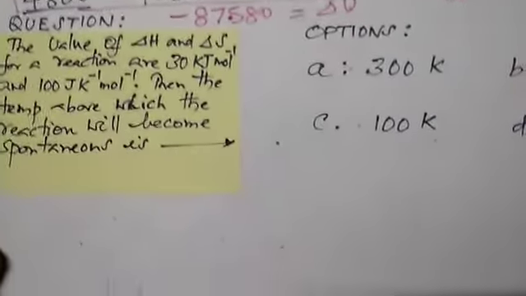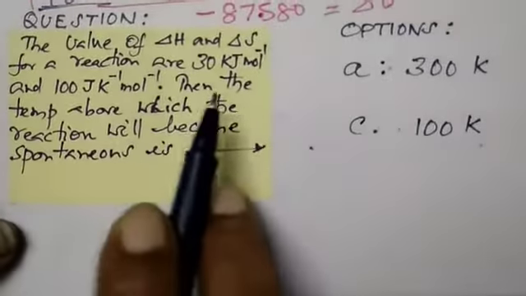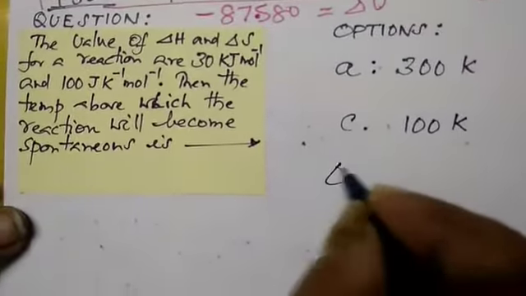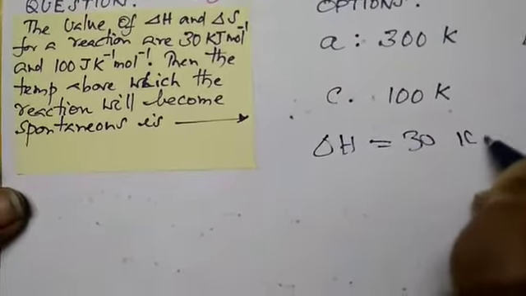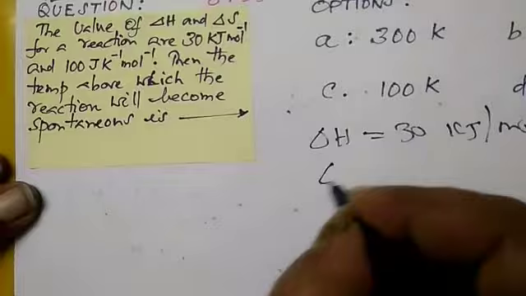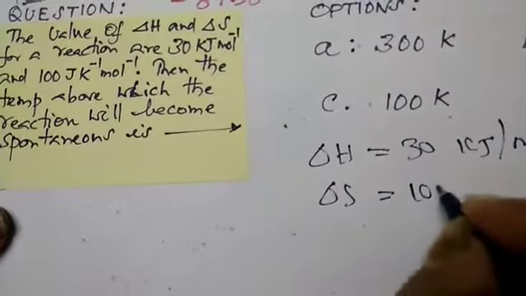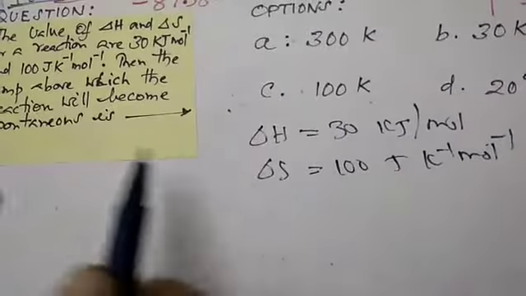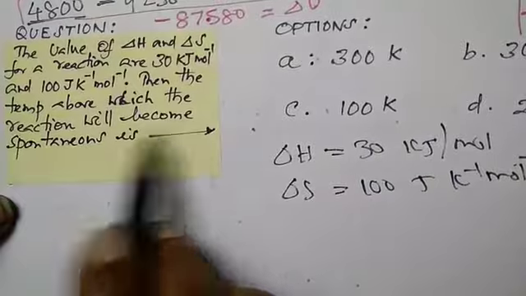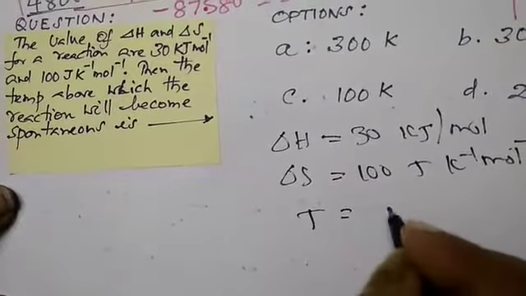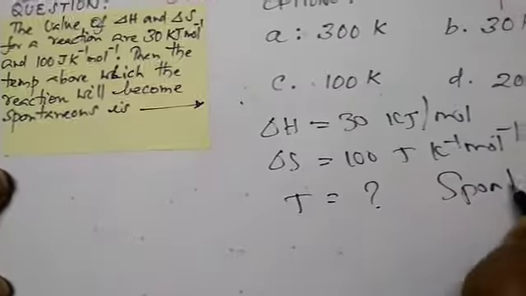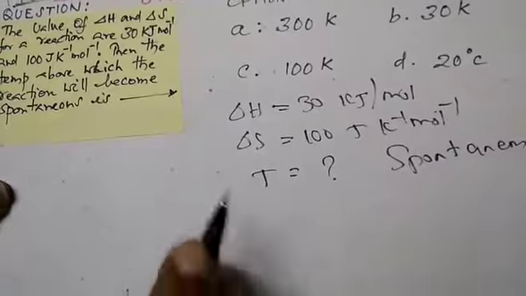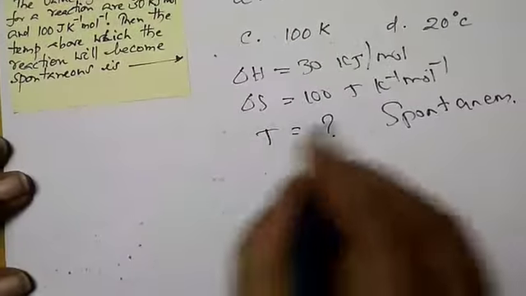The values of delta H and delta S for the reaction are 30 kilojoule per mole and 100 joule per Kelvin per mole. Let me write first. Delta H is equal to 30 kilojoule per mole. Delta S is equal to 100 joule per Kelvin per mole. Then the temperature above which the reaction becomes spontaneous. So they are asking the temperature to keep the process spontaneous. This is the task. Now let us go to a very simple question. It was recently asked in the NEET.